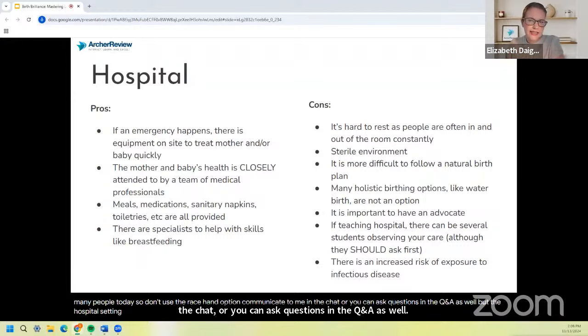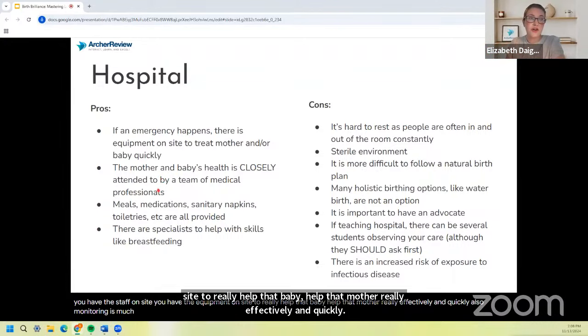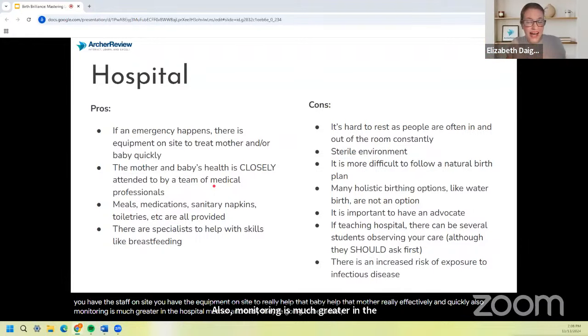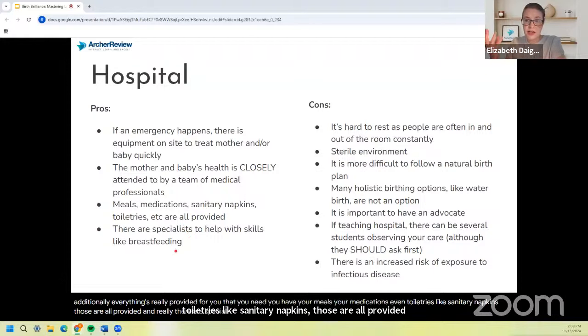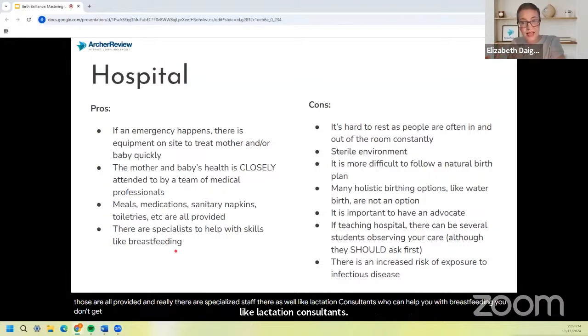But the hospital setting, like I said, there are actually some pretty big pros with the hospital setting. And really the big one is if an emergency happens, you have the staff on site. You have the equipment on site to really help that baby, help that mother really effectively and quickly. Also, monitoring is much greater in the hospital. Mother and baby, they're going to be closely monitored by that medical professional team. Additionally, everything's really provided for you that you need. You have your meals, your medications, even toiletries like sanitary napkins, those are all provided. And really, there are specialized staff there as well, like lactation consultants who can help you with breastfeeding. You don't get that in other settings.